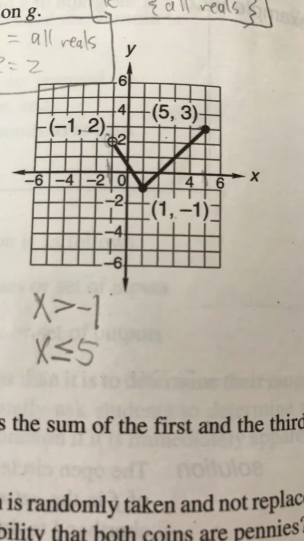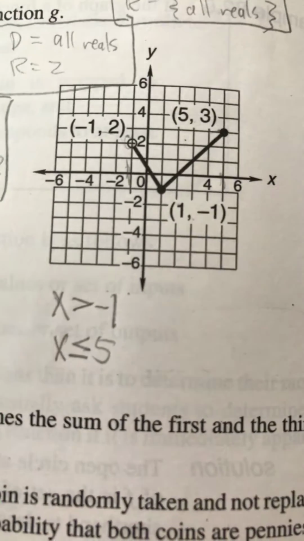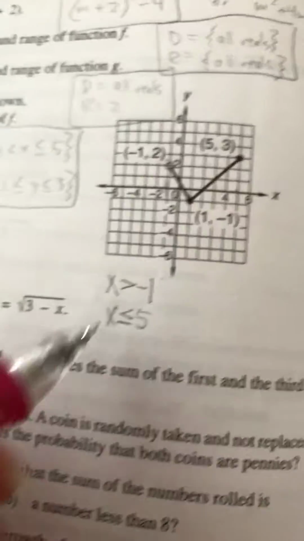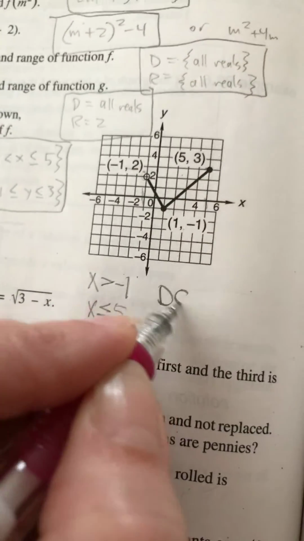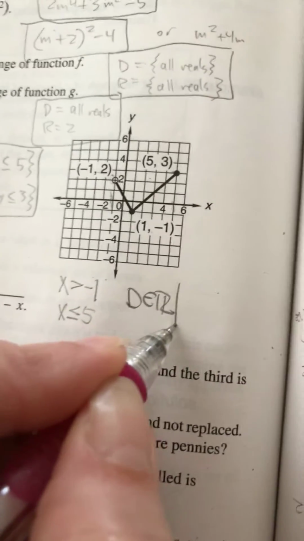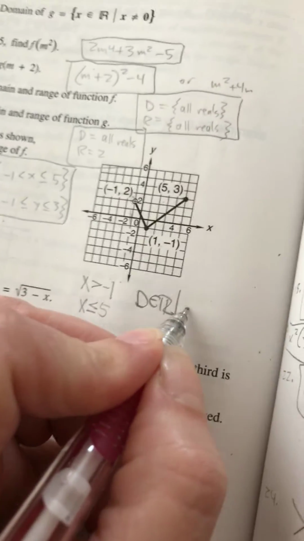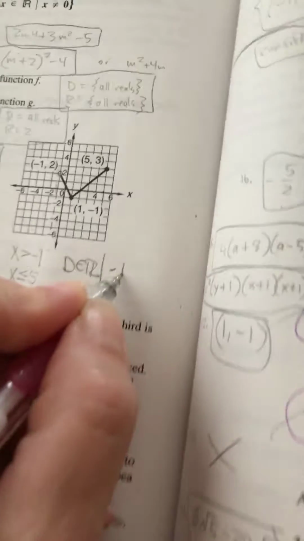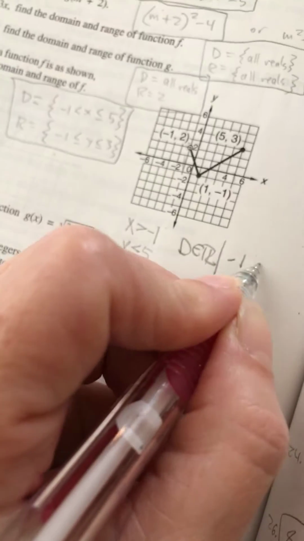So the domain is all reals such that -1 is less than x is less than or equal to 5.